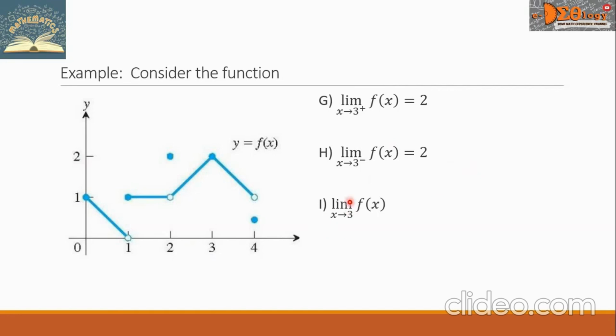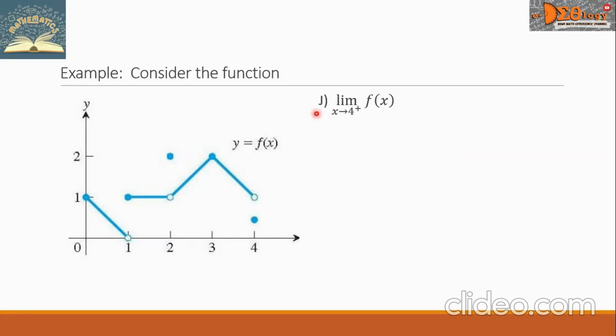Example I, the limit of the function as x approaches 3. This is now a two-sided limit. And we can see here that the right hand limit is equal to the left hand limit. And the value is 2. So we will copy this and write it here. This is now our answer.